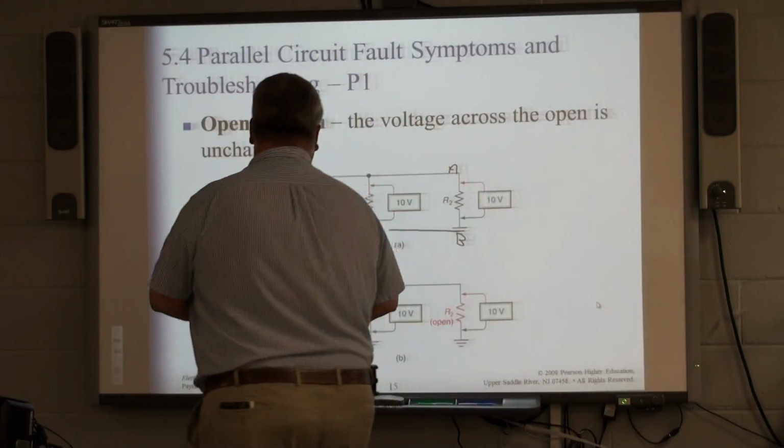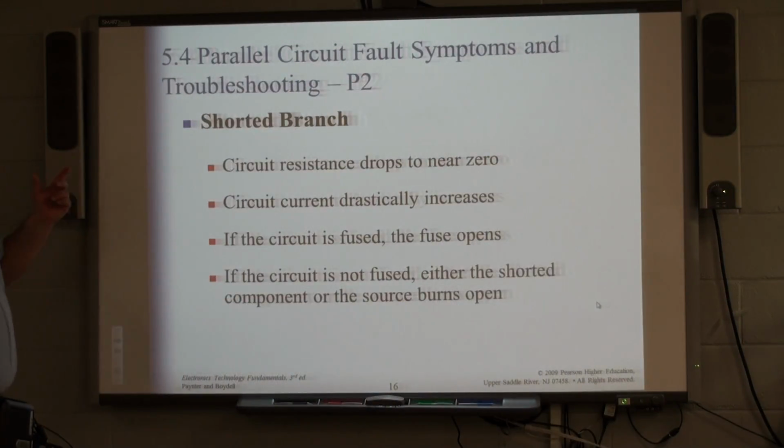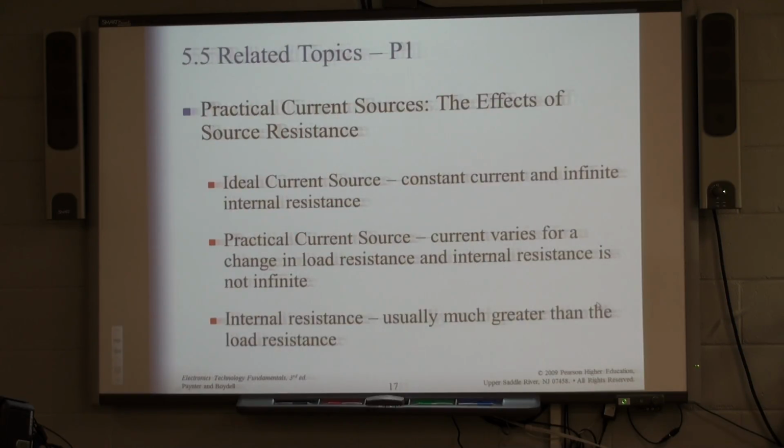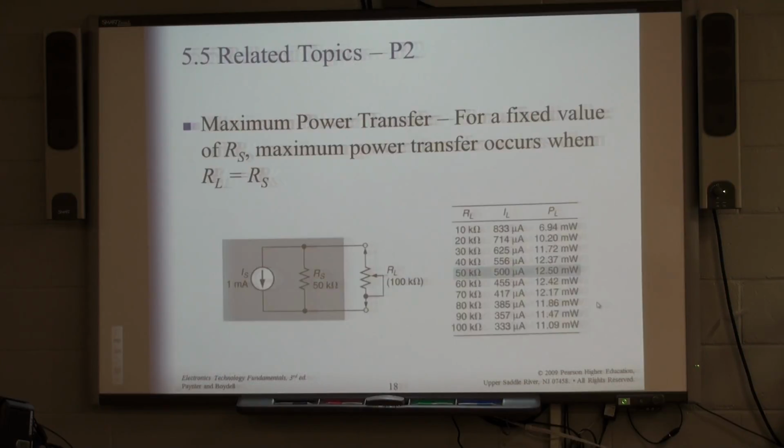So if we have an open branch, we talked about that, we're gonna read source. Shorted branch, circuit resistance is gonna drop very close to zero. Current is gonna instantly go up, full max. And if the circuit is fused, which it needs to be, it's gonna open. And if it's not, either the shorted component or the source is gonna burn open. Something's gonna keep happening until something gives up the ghost, for lack of a better term. We're not gonna get into the current sources, we'll talk about that potentially some other time.